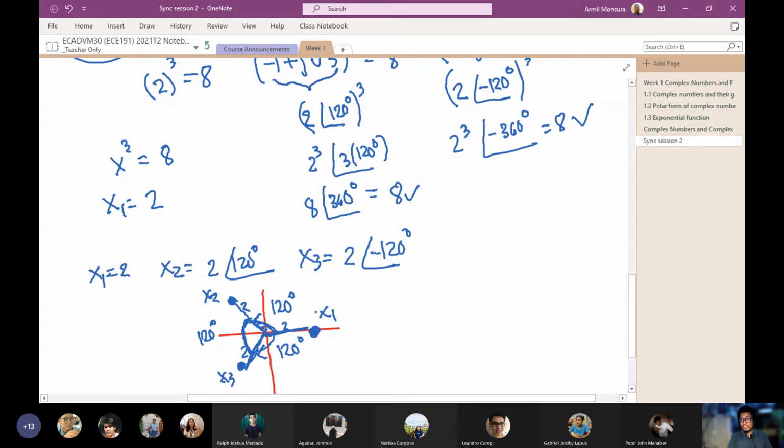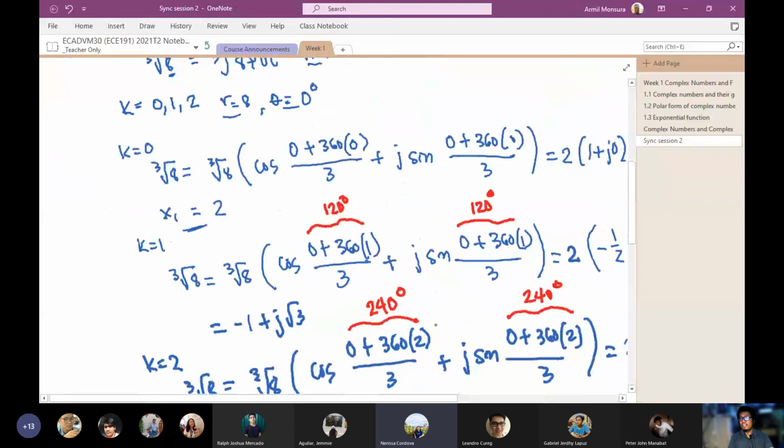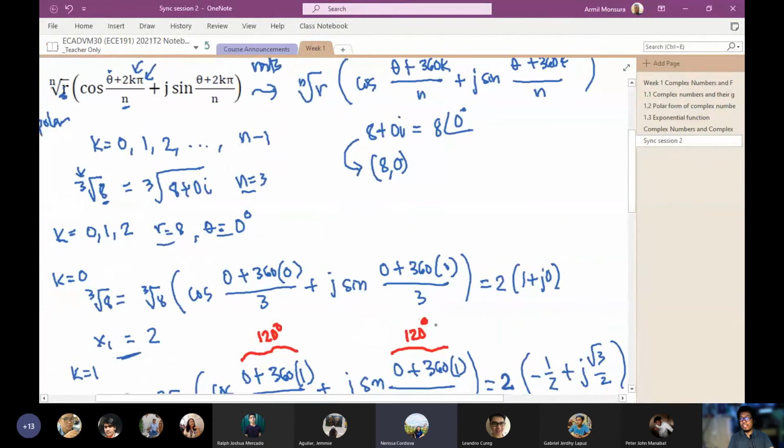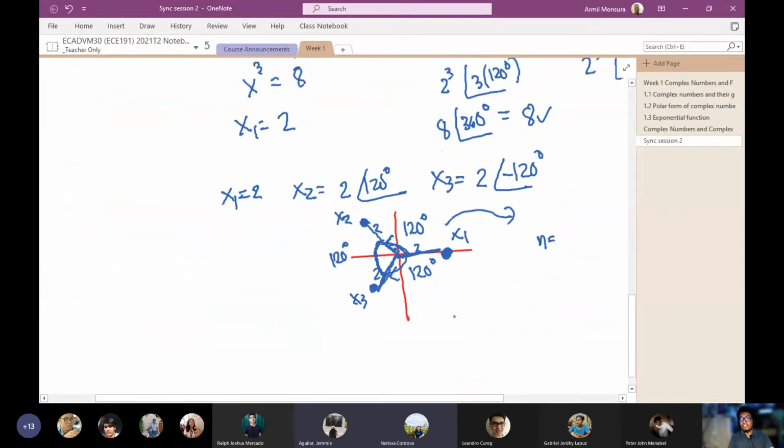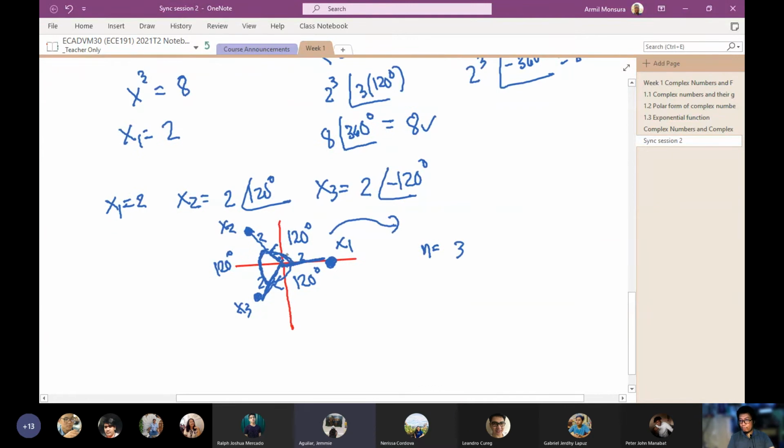Okay. Ano yung significance ng 120 degrees na to? Ano yung n nyo? In our problem, what is our n? Ano yung n natin? 3. 3 po. Okay. Now, how much angle do we have if we actually circle this entire coordinate system or coordinate plane? Gaano kalaking angle meron tayo pag na-circle natin siya? 360. Okay. That 120 is actually 360 divided by 3.